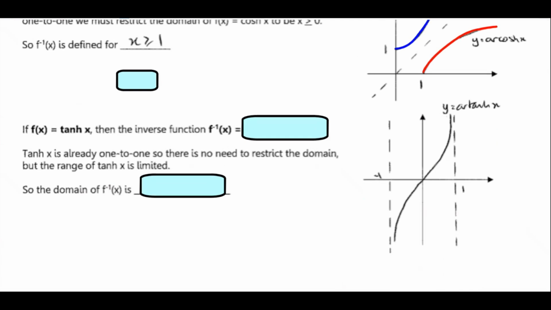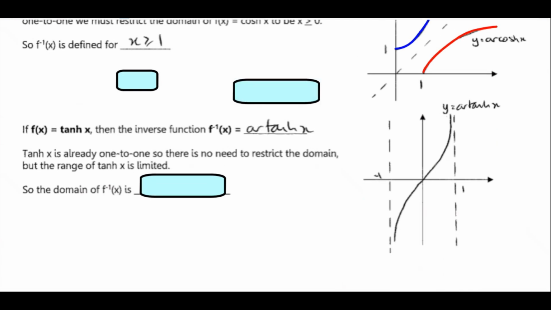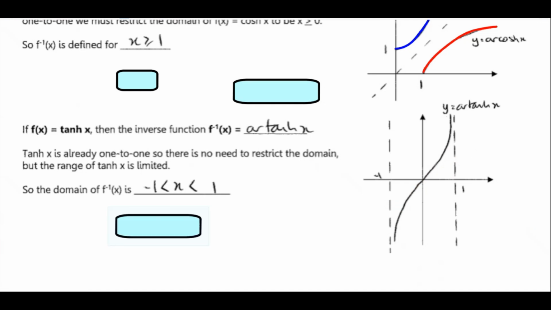Finally, for tanh x, the inverse function we call artanh. Tanh x normally looks like this, with asymptotes at 1 and -1. But if we reflect this in the line y equals x, you end up with this, which looks like just a tan graph. It's already one-to-one. You don't need to restrict the domain. It just turns out the domain of artanh x is between 1 and -1, because that's where the range of tanh x was. Okay. Your calculator can draw all of these for you, but it's useful to know what they look like.